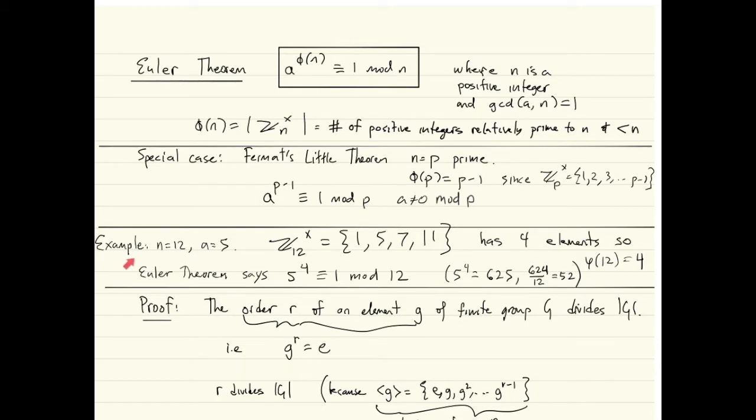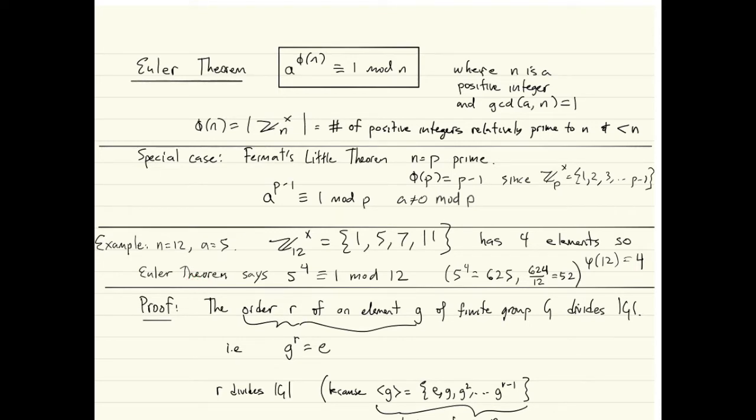Here's an example with specific numbers. Let's take n to be 12, so that's not prime, and a to be the number 5. So 5 is relatively prime to 12. In other words, it has no common factors with 12, so we can apply Euler's theorem. So Z12 cross is these 4 numbers. I just went through the numbers 1 through 12 and crossed out any ones that had a common factor with 12. These are the ones that are left over. They have no common factor with 12. And so this set has 4 elements, and so phi of 12 is equal to 4.